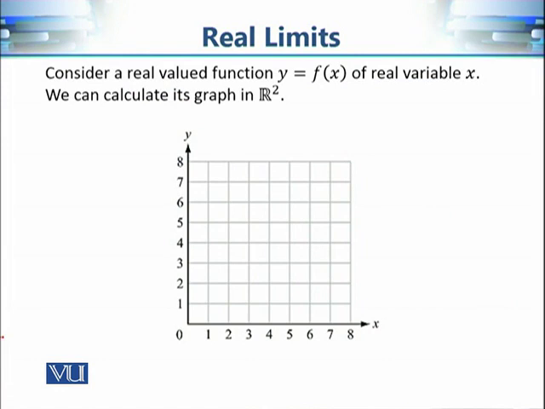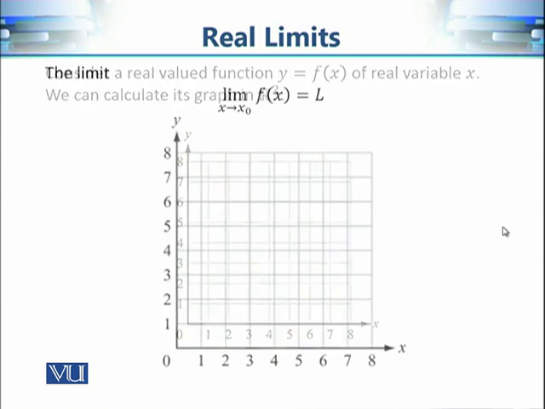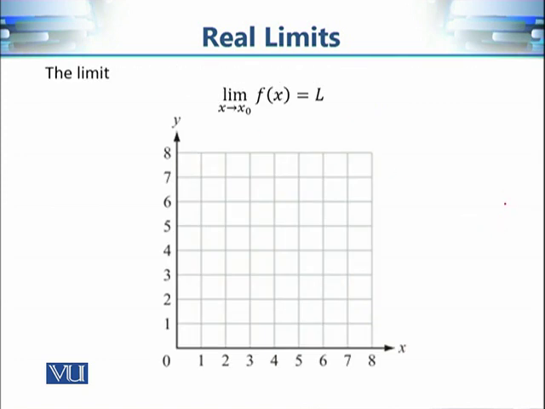Starting from a real valued function, y is equal to f of x, we can associate this function with a curve in the xy plane. We call this curve the graph of the function y is equal to f of x. Now, given a function y is equal to f of x, we say that the limit of the function when x approaches x naught is equal to this number L if the functional values are getting closer and closer to this number L when we approach x naught. Now, let's see graphically what it means.